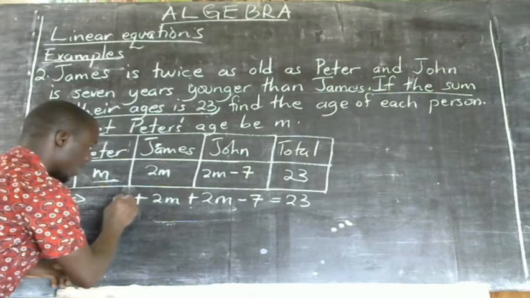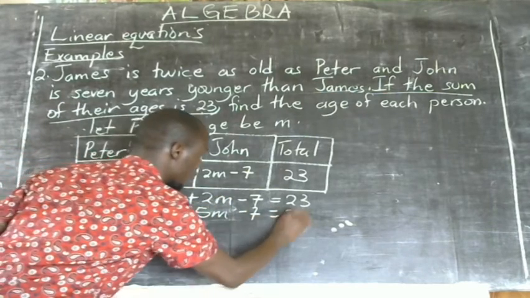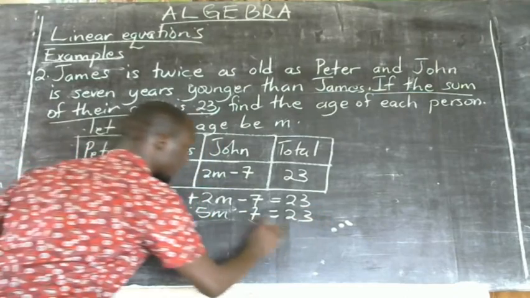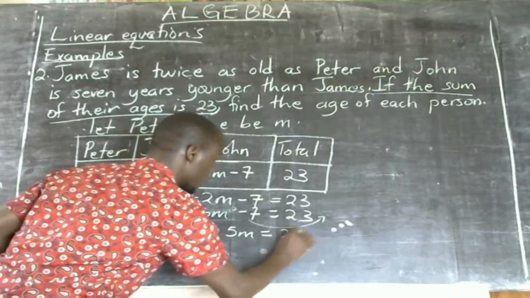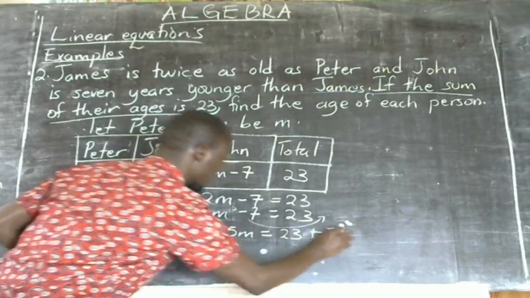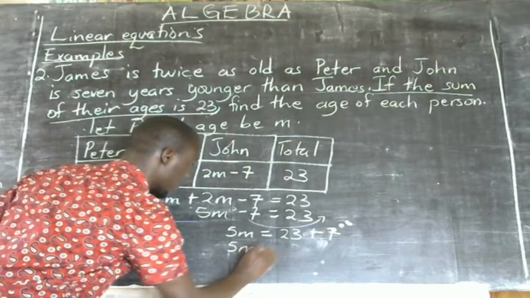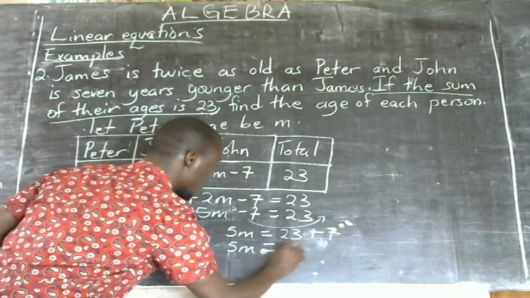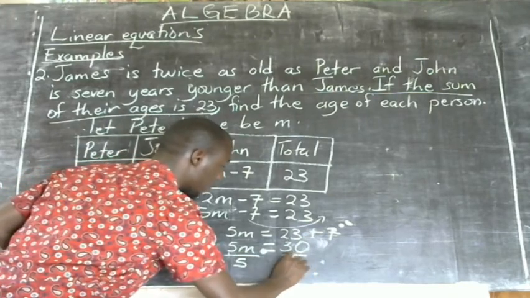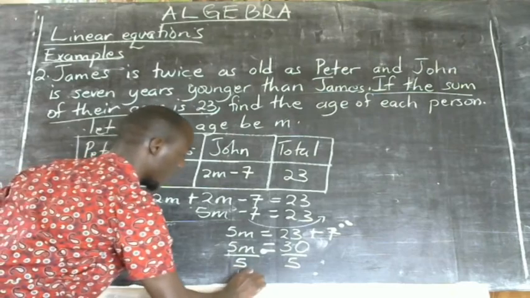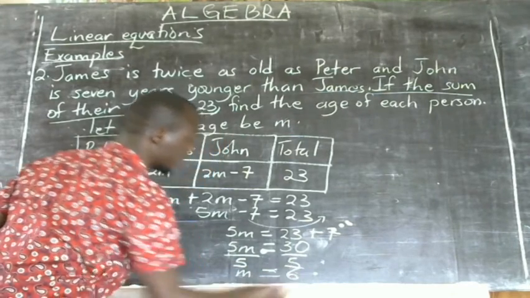So when I add the m here, I'm having 5m minus 7 is equal to 23. I take 7 the other side. This is going to be 5m is equal to 23 plus 7 because this side has been a negative. So this is 5m is equal to, when I add the other side, this gives me 30. Then when I divide both sides by 5, I'm going to get my value of m as 6.